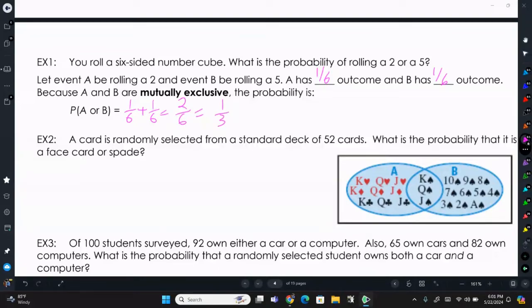Now, that's just a different way of doing what we did yesterday, where we just said, okay, how many 2's do we have? 1. How many 5's are there? 1. So we have 2 successes divided by 6 possibilities.